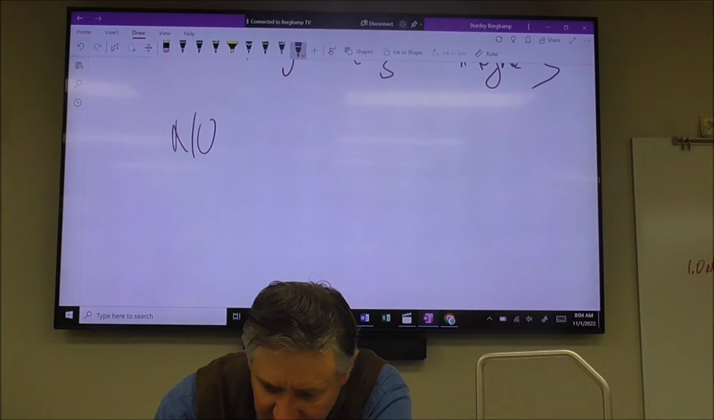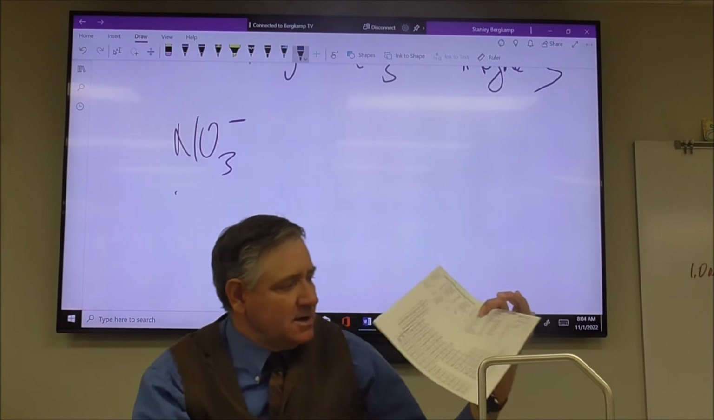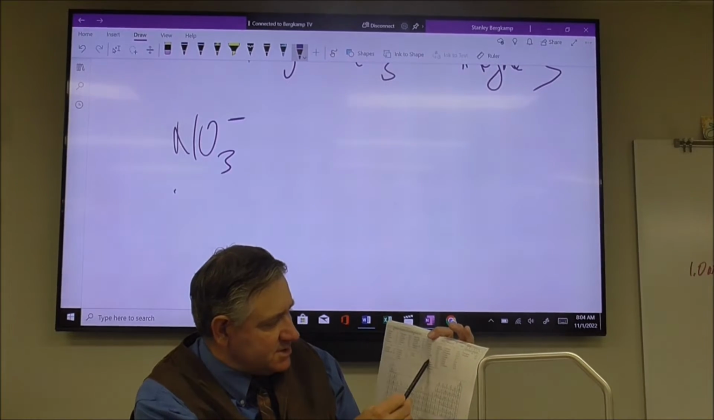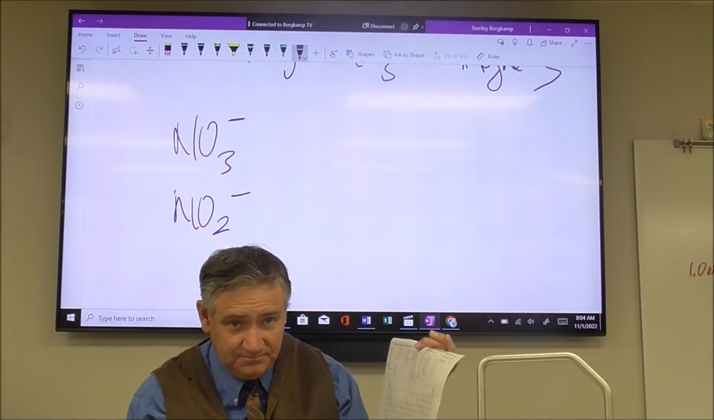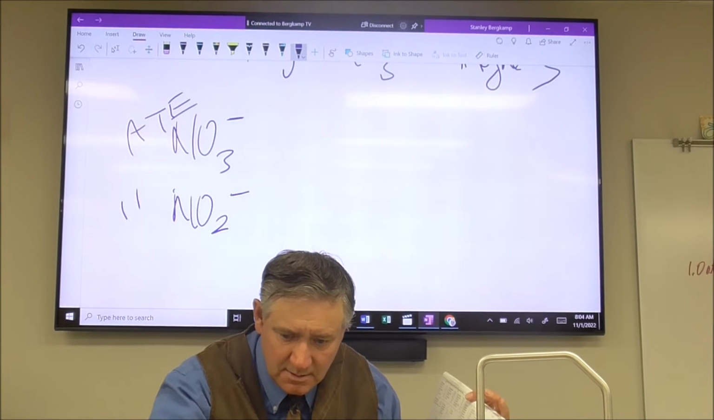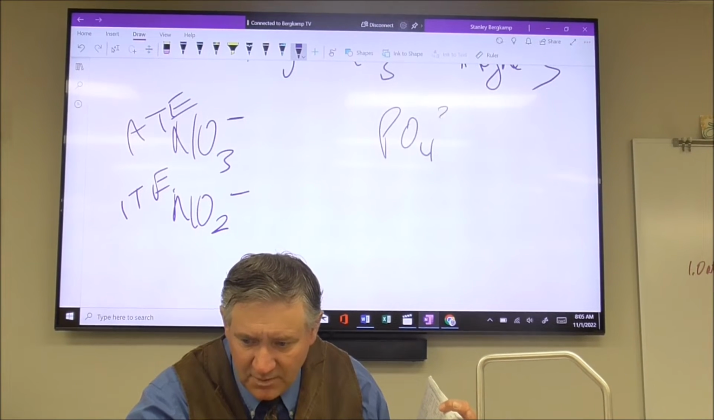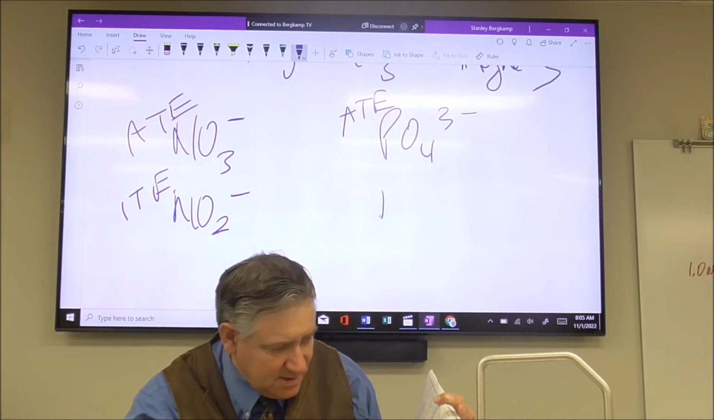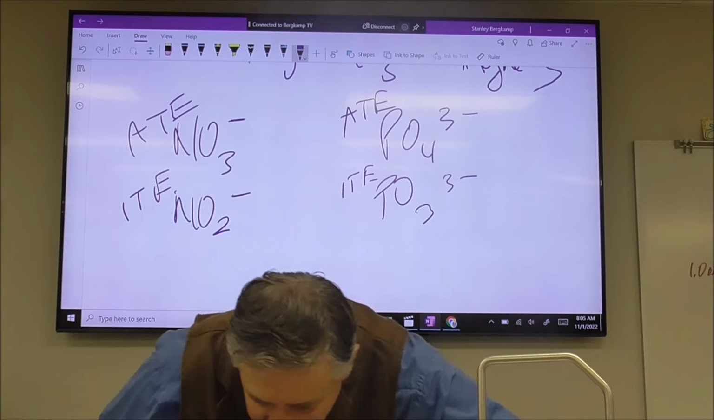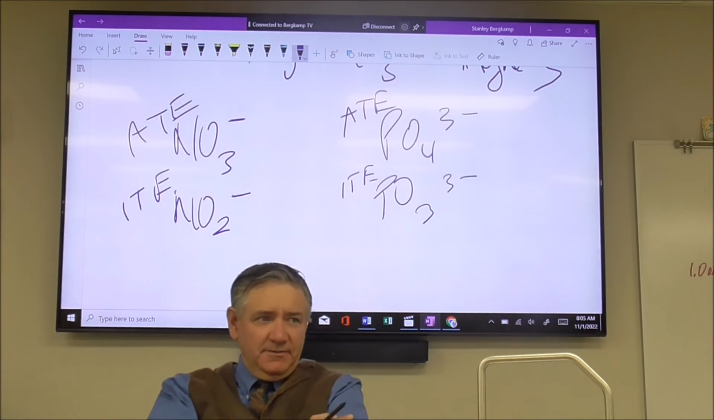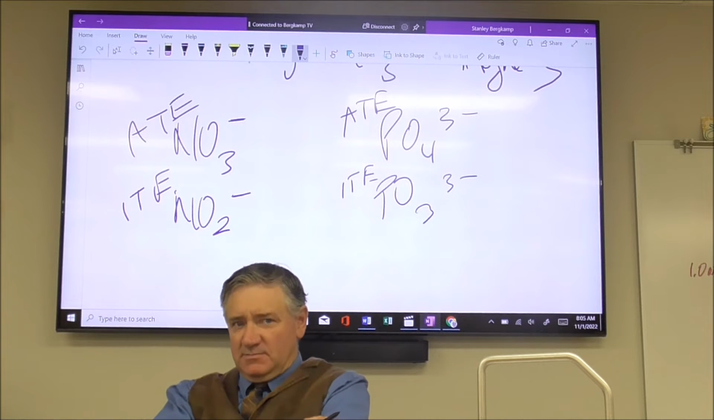So you've got nitrate, which is NO3 1 minus, and then you have nitrite, which is NO2 1 minus. And then you've got phosphate, which is PO4 3 minus, and then your ite is PO3 3 minus. So here's the deal. You have ates and you have ites. What do you notice about the number of oxygen atoms? Which ones have more oxygen atoms, the ates or the ites?